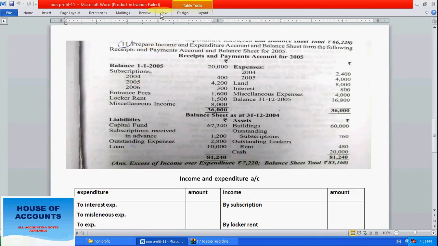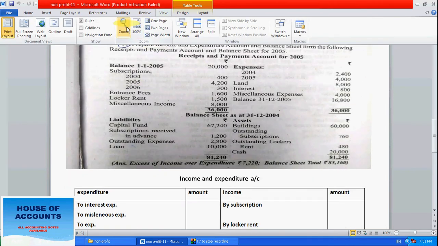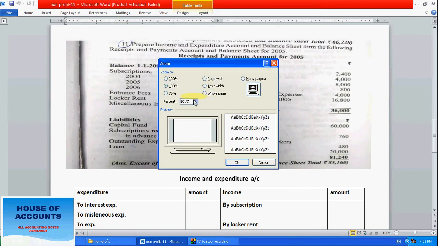Here we are going to see the next question of non-profit organization.